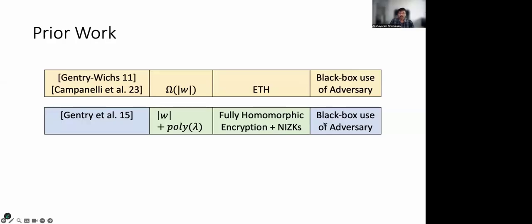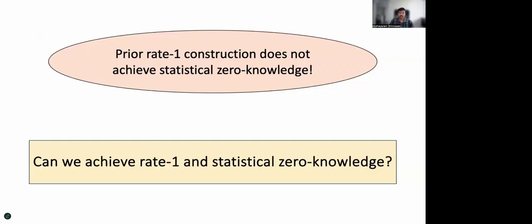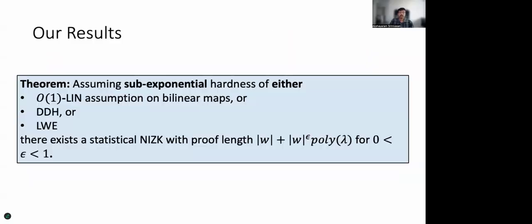So we call such proof systems rate 1 because the ratio between the size of the witness to the size of the proof approaches 1 asymptotically. Unfortunately, the work of Gentry et al. only achieves computational zero knowledge and could not achieve statistical zero knowledge. So the main question we are interested in this work is, can we achieve rate 1 proof systems that satisfy statistical zero knowledge?